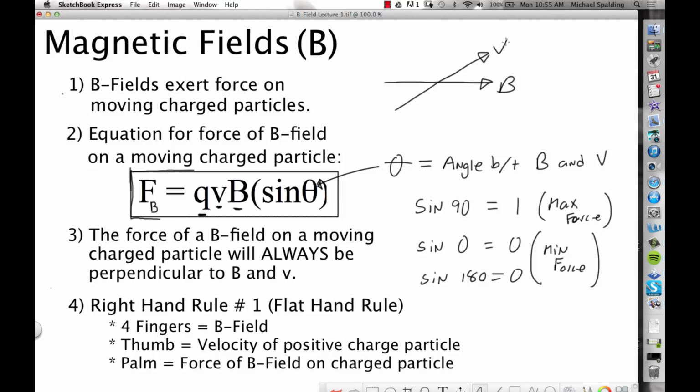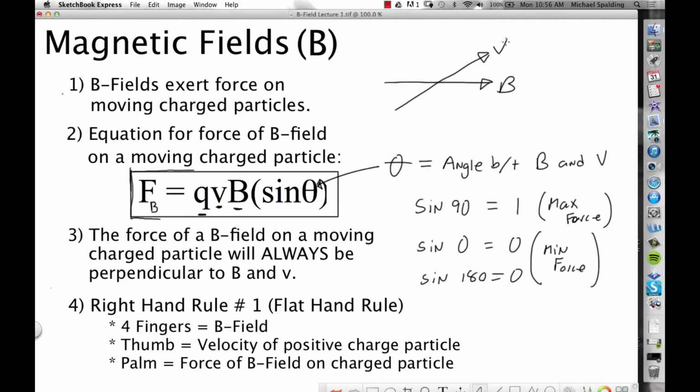Remember, everything in physics is based on little positive charges. So in a minute, we'll talk about what happens if it's a negative charge. For now, let's just leave it a positive charge. So your thumb is the velocity of the charged particle, the palm of your hand is the force. Okay? So let's do a problem.